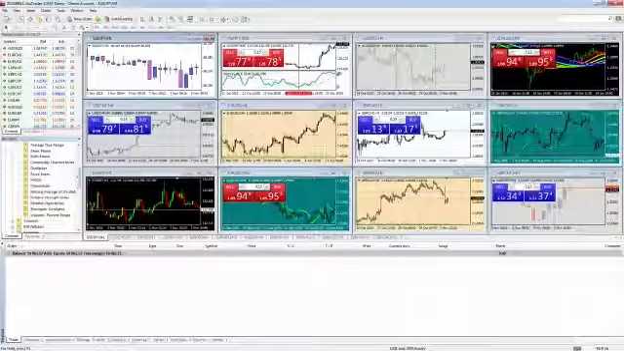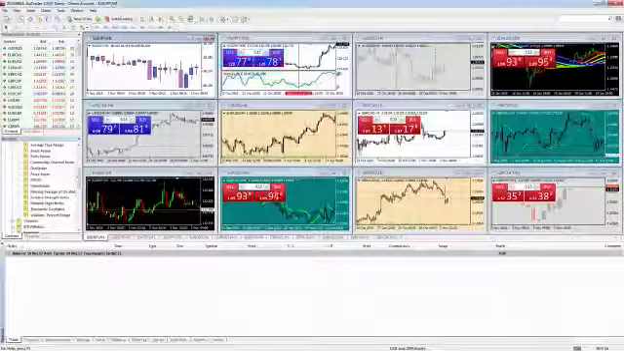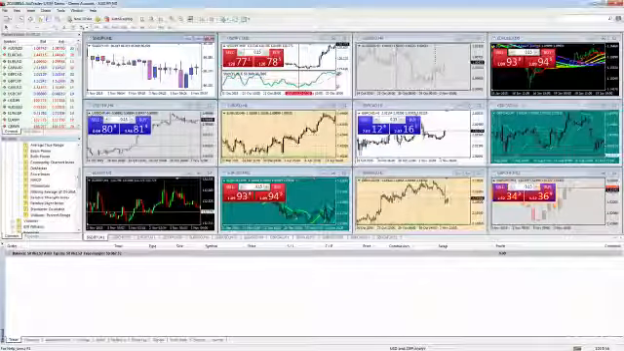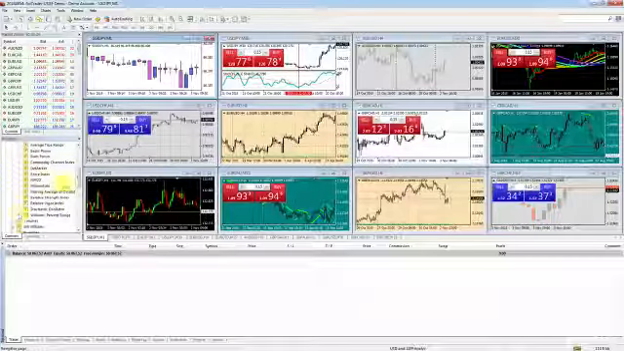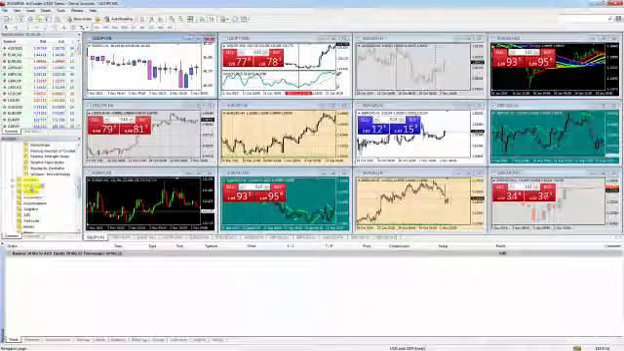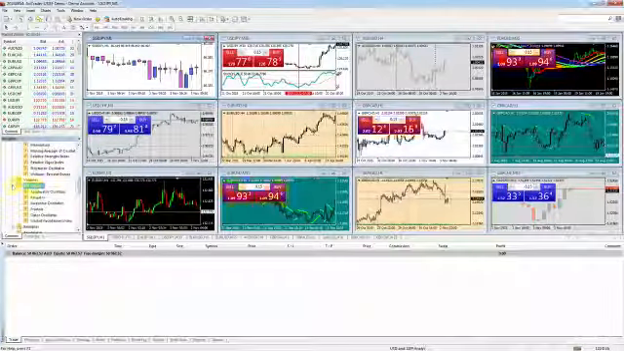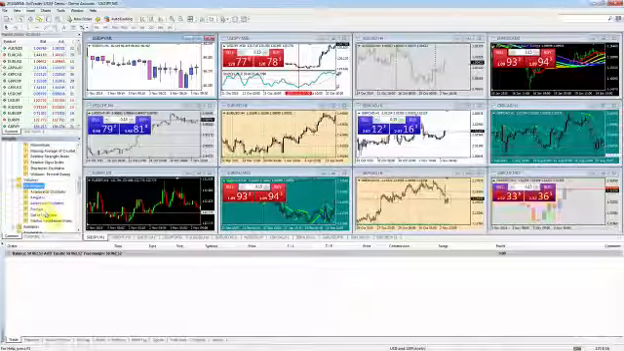Hello and welcome back to the course on MetaTrader 4. In today's tutorial, we're going to talk about Bill Williams indicators. Now, if you look on the left navigator here, you will see that there's a whole separate folder for Bill Williams indicators. And there's 6 of them here.